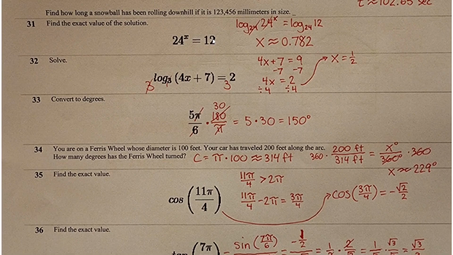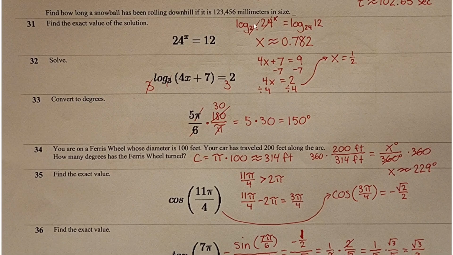Cool. Number 31, find the exact value of the solution. And I have an argument with this. Oh, okay. Well, I suppose I could just say the exact answer is log base 24 of 12. That's the exact answer, no rounding required. That being said, there are cases where I prefer that you actually give the decimal. Is it correct or wrong to do so? Not really either way. I guess it does say exact value, so in this case, perhaps the better answer would be exactly log base 24 of 12.